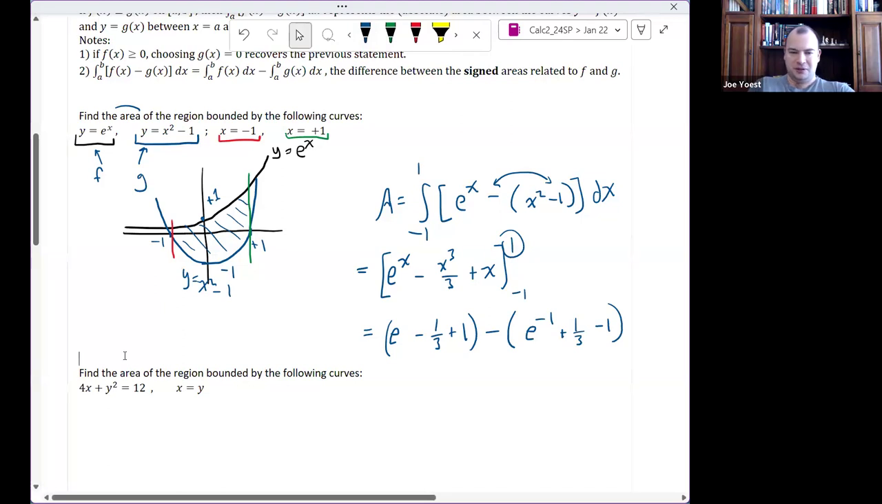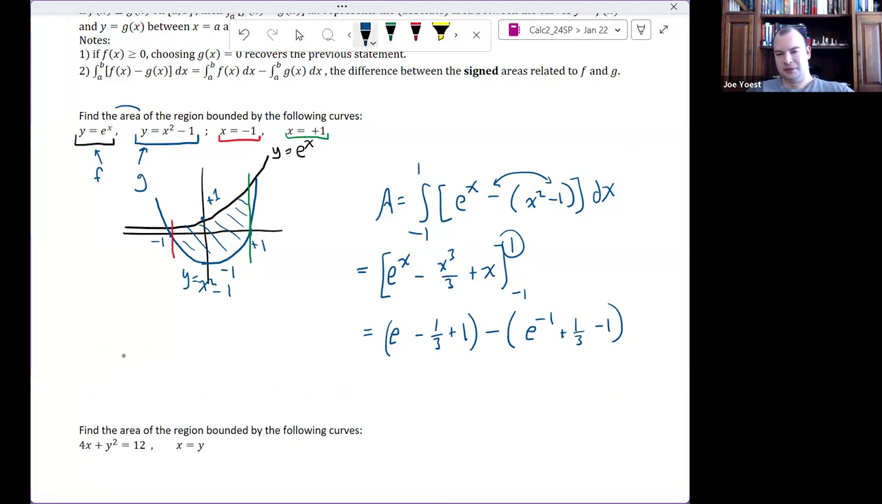And I suppose we should do a little bit of cleanup on that. This is e minus 1 over e. That takes care of those. Minus 1/3 minus 1/3 is minus 2/3, plus 1 plus 1 is plus 2. And I guess 2 minus 2/3 is 4/3. And that's our answer.